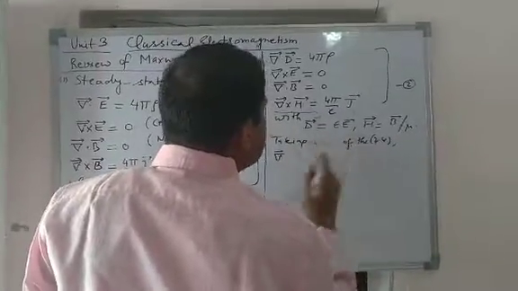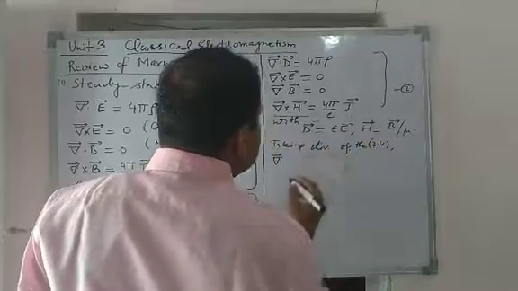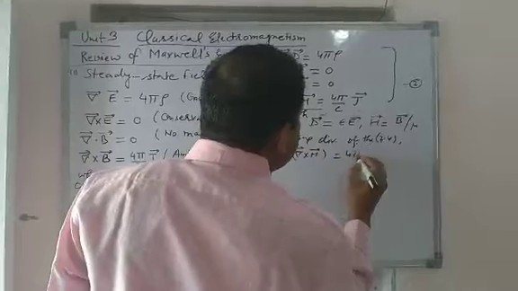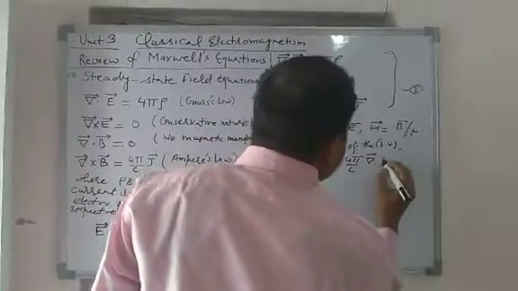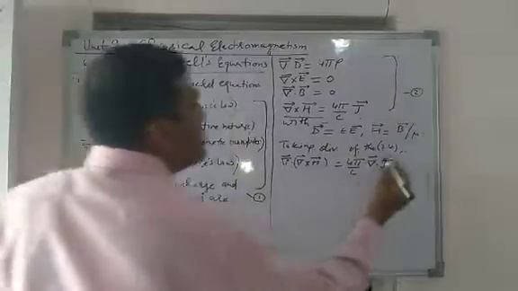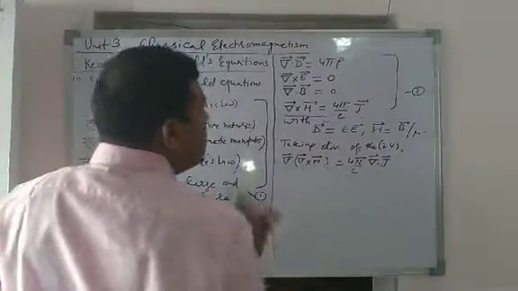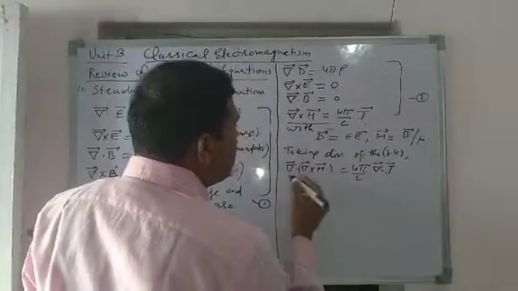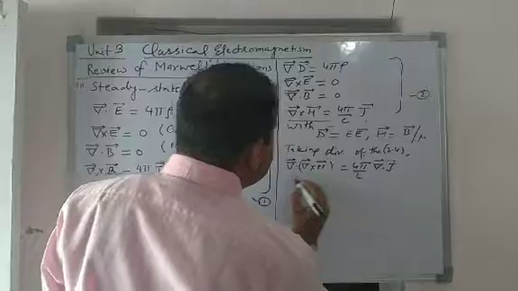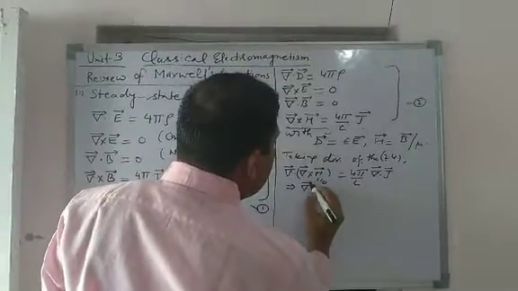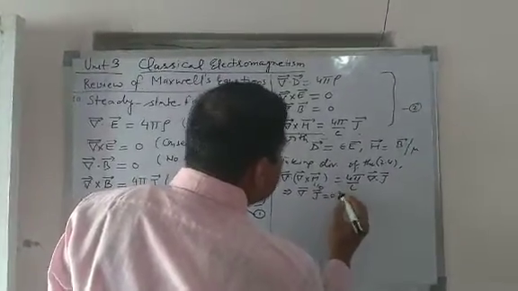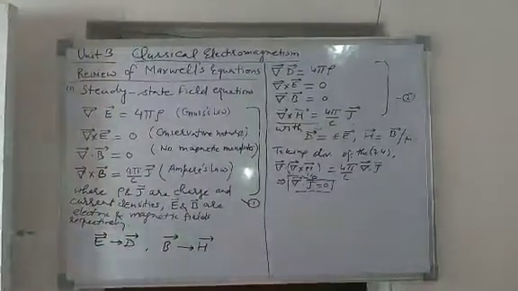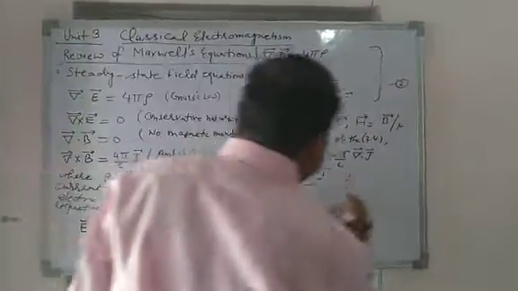Taking the divergence, that would be del dot del cross H, which is going to be 4 pi by C del dot J. Here we have two identical vectors in a scalar product, so this is 0. This implies that del dot J is 0, and that means this is a steady state flow of the currents. So this holds good so far.